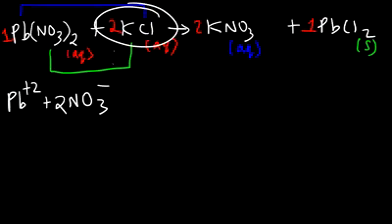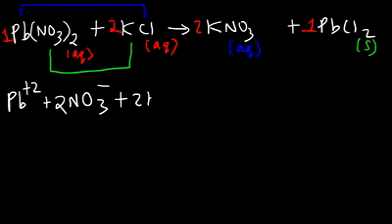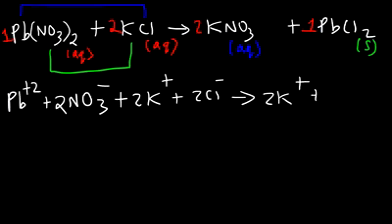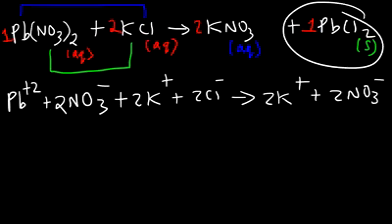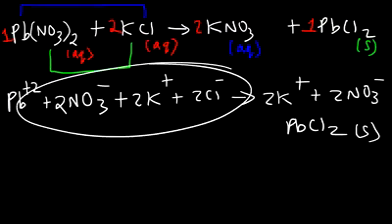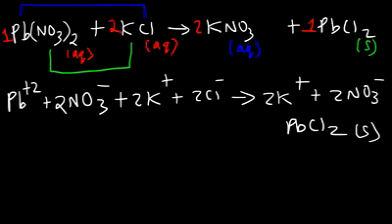Next, we need to break up KCl. So we're going to have 2 potassium plus ions and 2 chloride ions. And then potassium nitrate is also in the aqueous phase, so that's 2K+ and 2NO3-. And this, we're not going to change. We're just going to rewrite it as PbCl2 in the solid phase. All of the ions that are listed here are in the aqueous phase, so you can write aq for all of them if you want to.